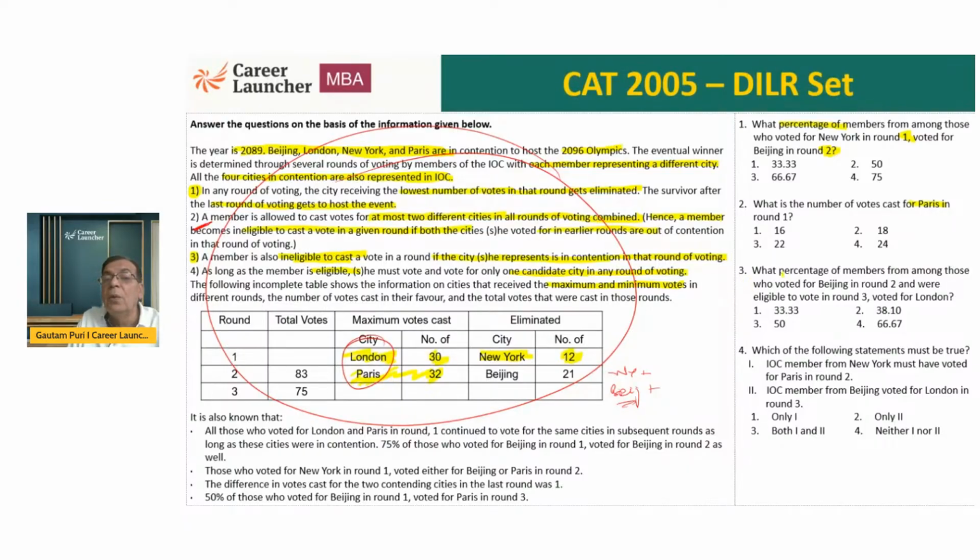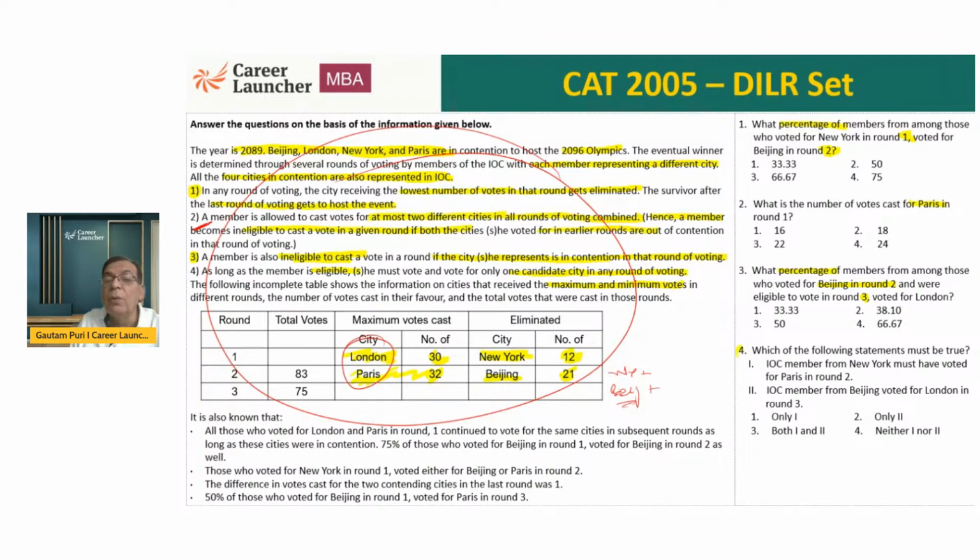Third one. What percentage of members among those who voted for Beijing in round 2 were eligible to vote in round 3 and voted for London? Out of these 21 who voted for Beijing in round 2, some of them were eligible to vote in round 3, some were not. So out of those who were eligible to vote in round 3, how many voted for London? Some of those who voted for Beijing in round 2 will not be able to vote in round 3 because in round 1 they would have voted for New York. The remaining are eligible to vote in round 3. How many of them voted for London? That percentage is what we need to look at.